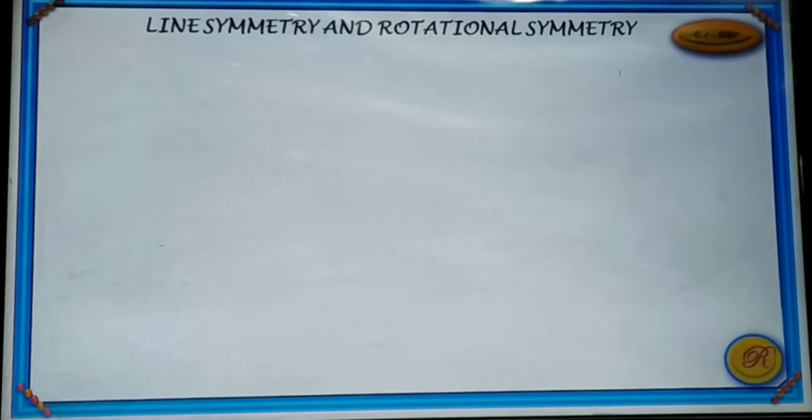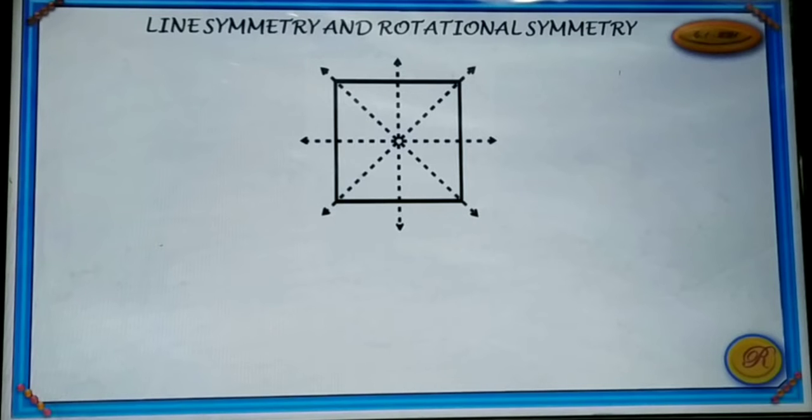For example, consider the square shape. How many lines of symmetry does it have? 4. Does it have any rotational symmetry? Yes. If yes, what is the order of the rotational symmetry? 4.